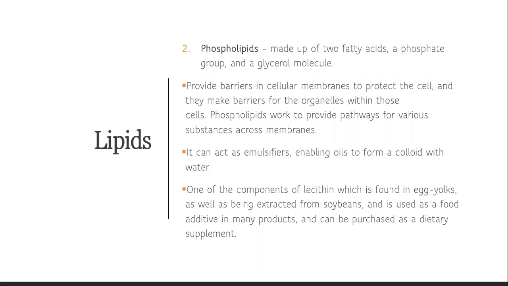And we have our phospholipids, which are made up of two fatty acids, a phosphate group, and a glycerol molecule. Our phospholipids provide barriers in cellular membranes that protect the cells and make barriers for the organelles within those cells. They also act as emulsifiers, enabling oils to form a colloid with water, and they are one of the components of lecithin, which is found in egg yolks as well as soybeans, and can be used as a food additive in many products and can be purchased as a dietary supplement.